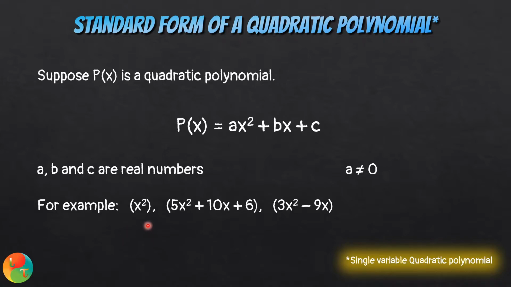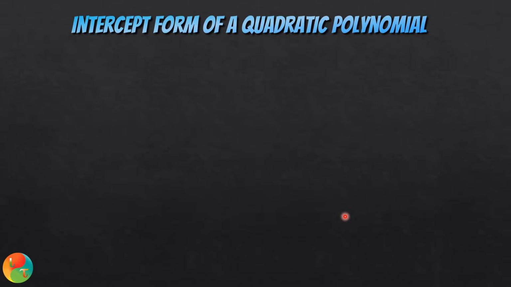In the first example, which is actually the simplest quadratic polynomial, x square, we have a is equal to 1, whereas value of b and c are equal to 0. In this example, we have a is equal to 5, b is 10 and c is 6. And in third example, we have a is equal to 3, we have b is equal to minus 9 and we have no c.